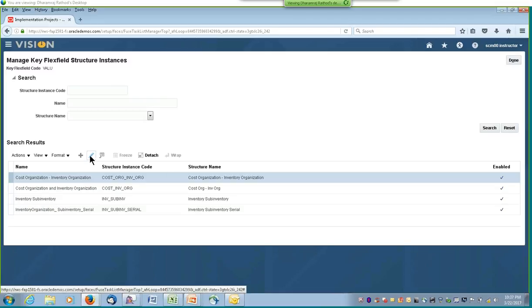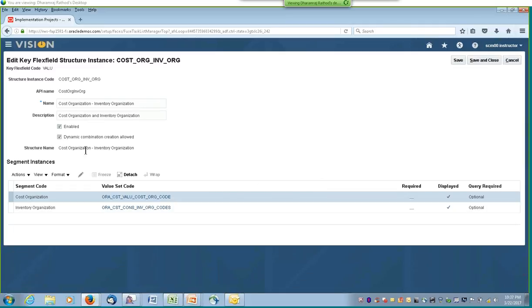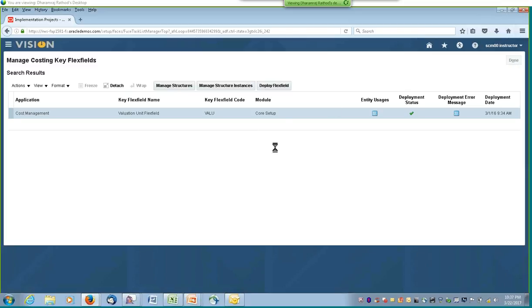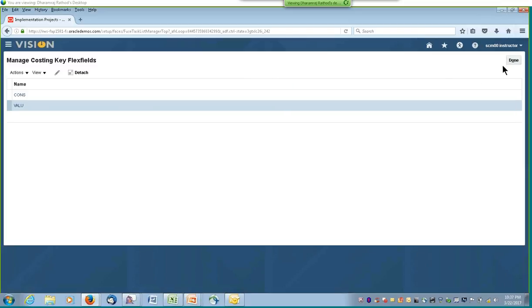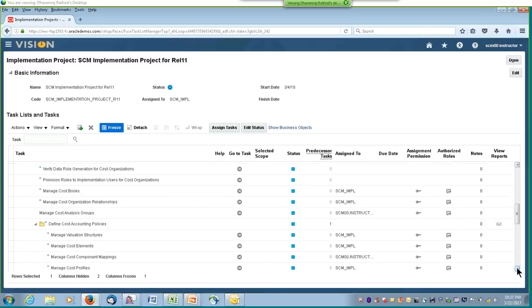And if you go edit it, you'll be able to see your cost organization and the inventory organization with a list of values associated to it, so that you can go pick it. And then it says that dynamic combination is allowed. So once you have your flex field created, you can go create the valuation structure, and that valuation structure would be based on your flex field. I can go over manage valuation structures.